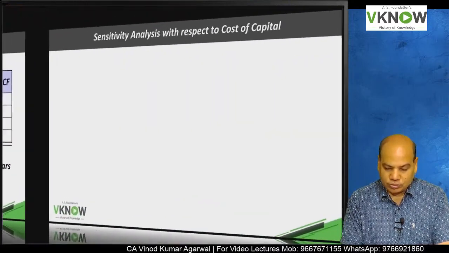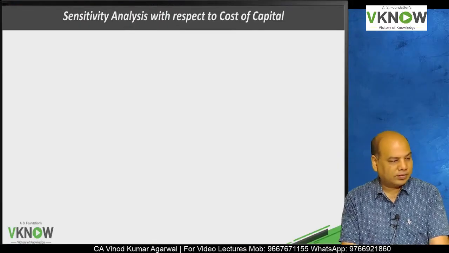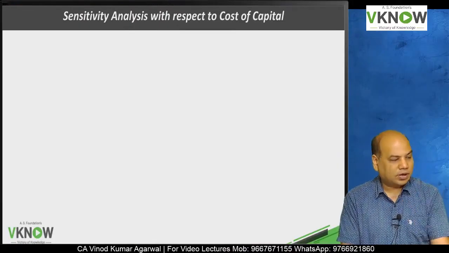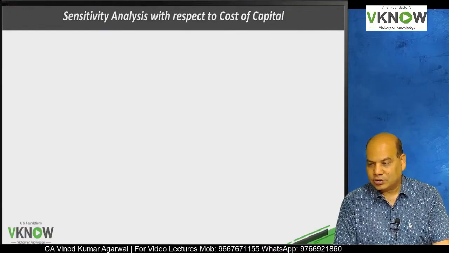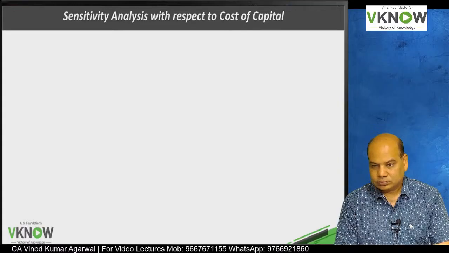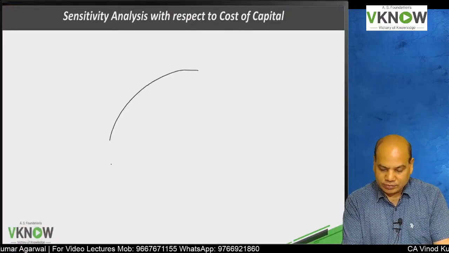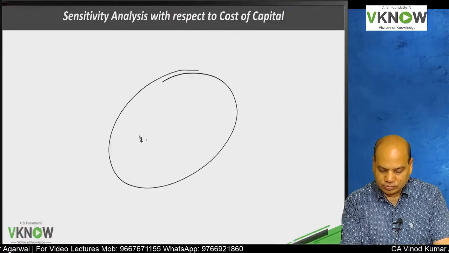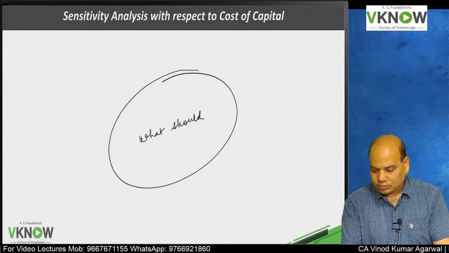Now we'll go to sensitivity analysis with respect to cost of capital. There are 4 variables, 3 we have done. Now this is the 4th one. Sensitivity analysis with respect to cost of capital. What should I compute? You have to answer. What should we compute?